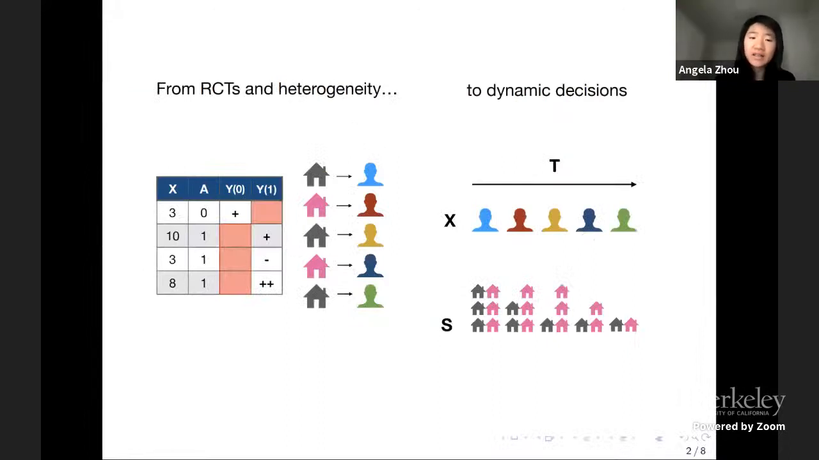So this project, let me summarize as it's trying to find the class of Markov decision processes or dynamic programs for which our recent progress in causal inference and single time step causal inference can actually solve quite well.